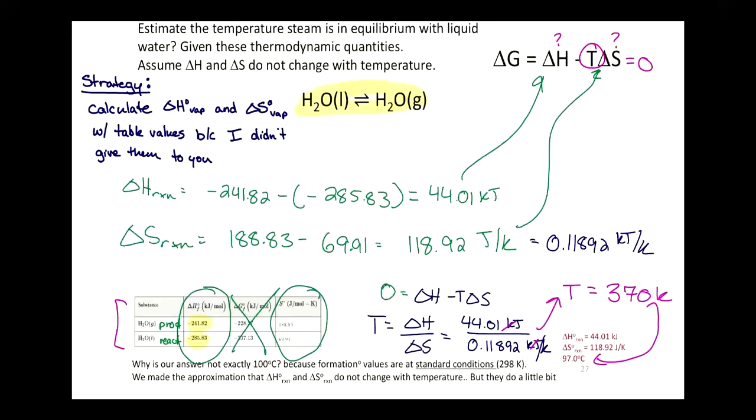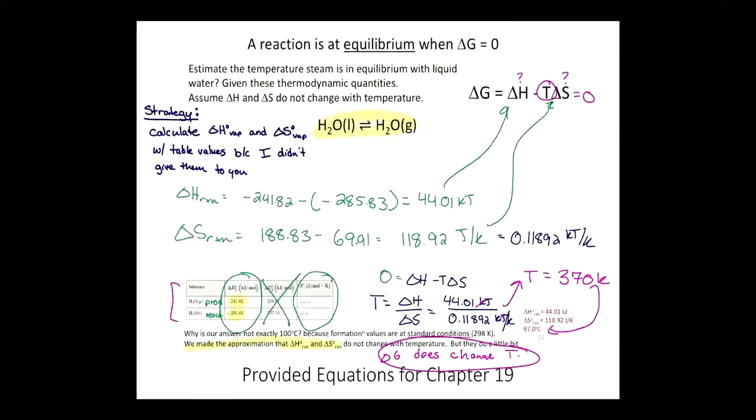So we're going to make this approximation a lot. We're often going to approximate that the entropy and enthalpy changes for a reaction do not change, but what we'll see here is that delta G does change with temperature. So that's very, very important. We're going to make the assumption that enthalpy and entropy don't change with temperature, but delta G does. And that's going to come up in a little bit. All right, so let's keep going.